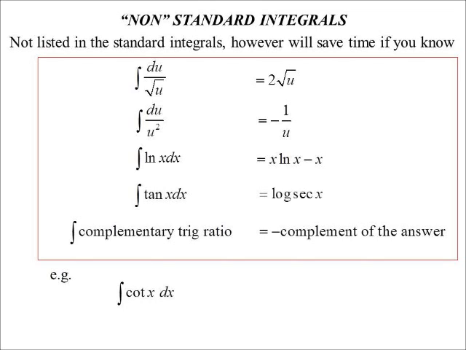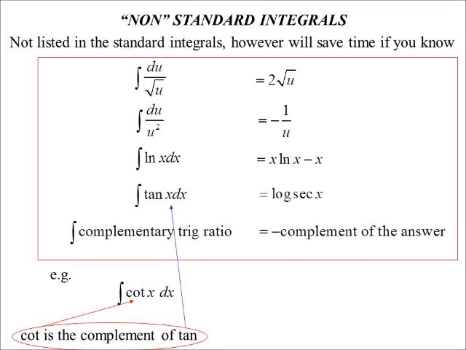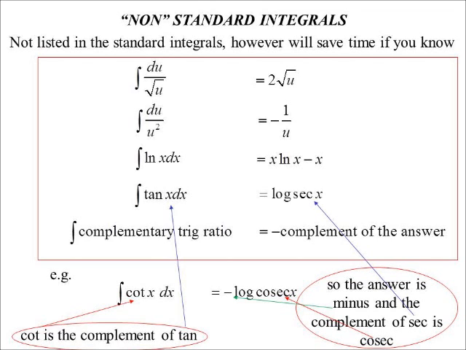So here's cot. So as I say, cot is the complement of tan. So the answer is minus, and the complement of sec is cosec. So we get minus the log of cosec x. And just because I don't like the negative out of the front, I've changed that to the log of sine x.